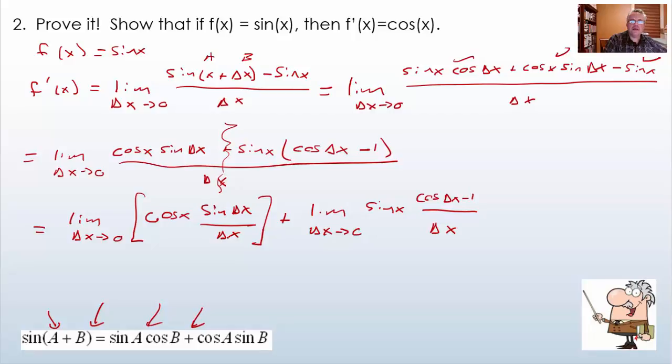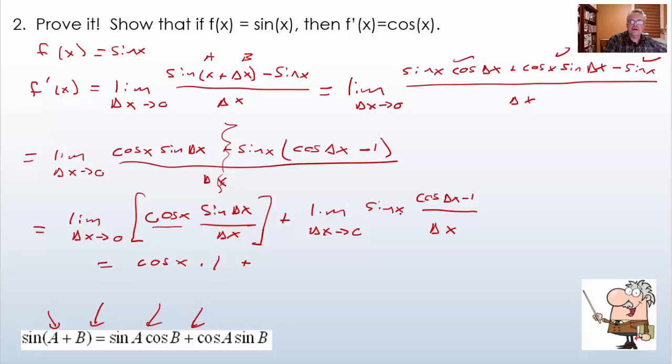Sine of delta x over delta x, that was a special limit and was on our last quiz. That approaches 1. So this limit approaches cosine x times 1. There's no delta x in this right here. So as delta x goes to 0, cosine x is not even affected. It's just cosine x. Sine of delta x over delta x, as delta x goes to 0, this goes to 1. We talked about that when we talked about the squeeze theorem.